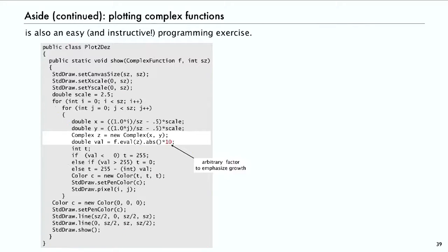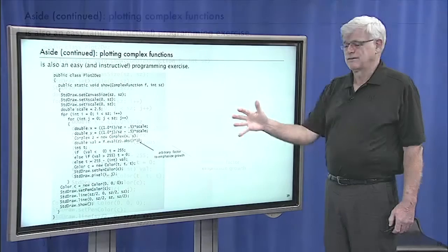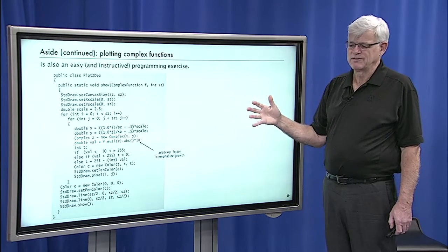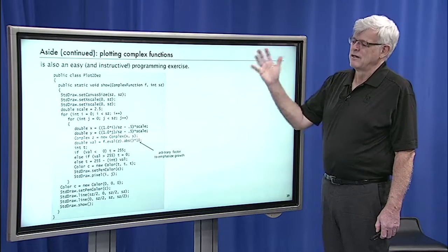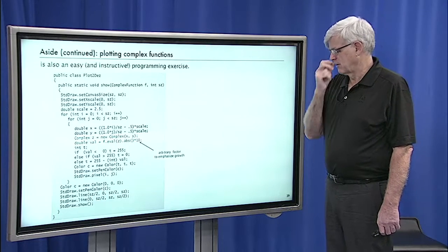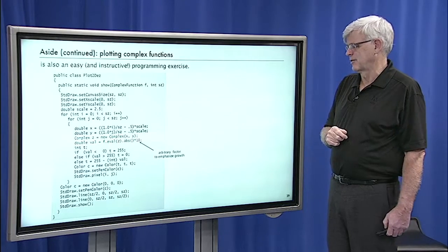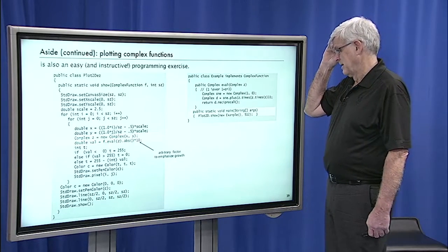But that's the key. Every point has a color, which is black if the function's high and white if it's low. And this is really simple code. Any programmer will have no trouble with this. And if you're not a programmer, go to our book sites for our introductory courses, and you can work with this code. It's not difficult.